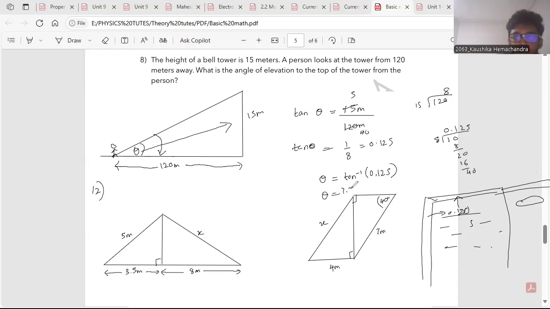Theta equals 7.12 degrees. 7.12 means 7 degrees and into 60. 7 degrees, 7 minutes or something. Yeah, 7 degrees, 7 minutes.